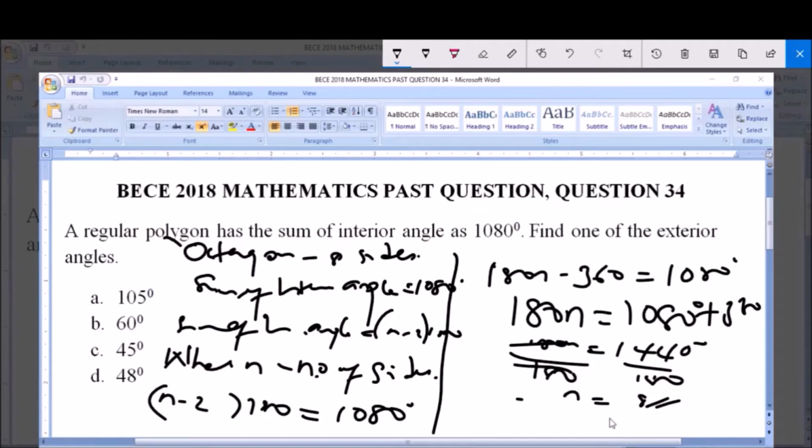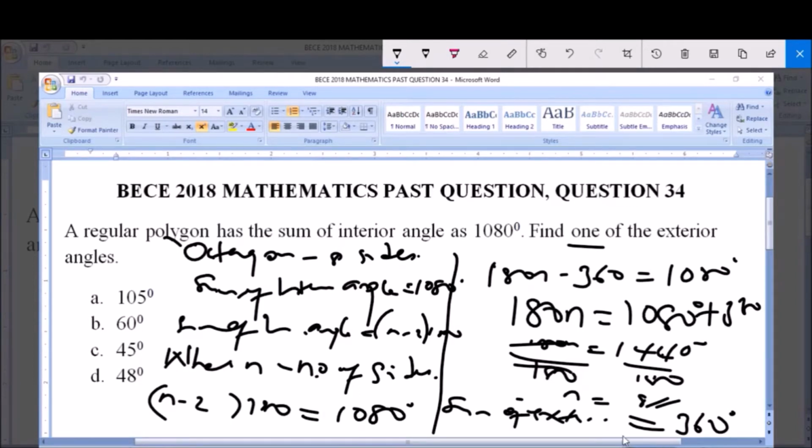Now another point: the sum of exterior angles of any polygon at all is equal to 360 degrees. And from the question, we are asked to find one of the exterior angles. If the sum of all exterior angles is equal to 360 degrees, then to find one of the exterior angles, we divide the sum of exterior angles, 360, by the number of sides of this polygon. Since this polygon is an 8-sided polygon, we divide 360 by 8.